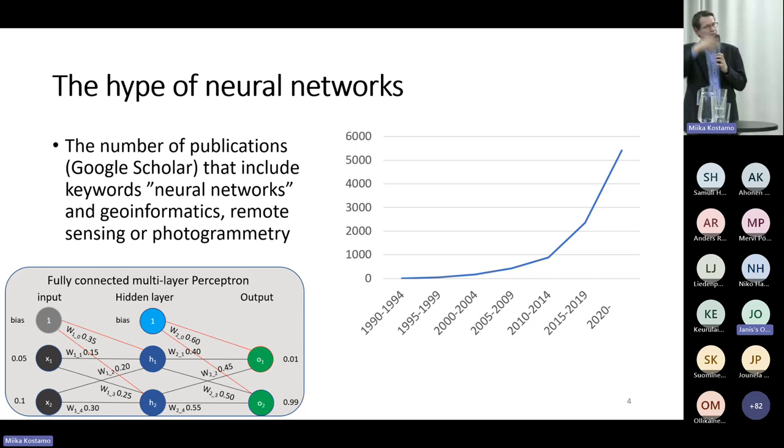Now, if you have never seen a neural network, you can see one in the bottom left corner. We have an input layer, hidden layers, and an output layer. As you can see, there is a connection between all neurons between layers. So in this case, this is a fully connected multi-layer perceptron.